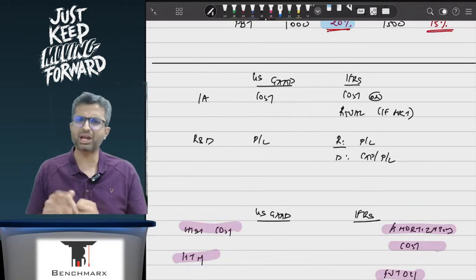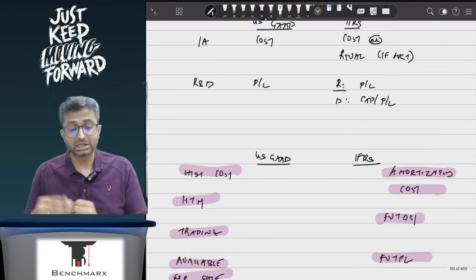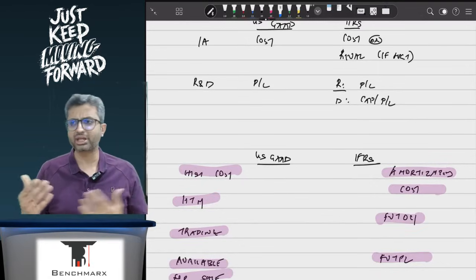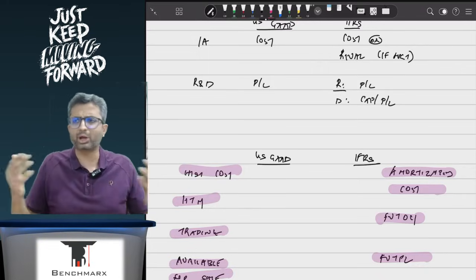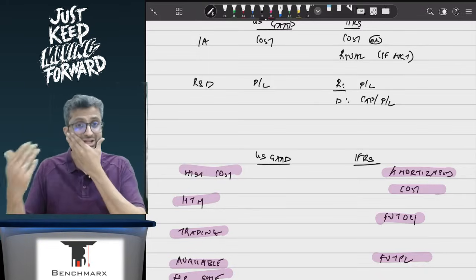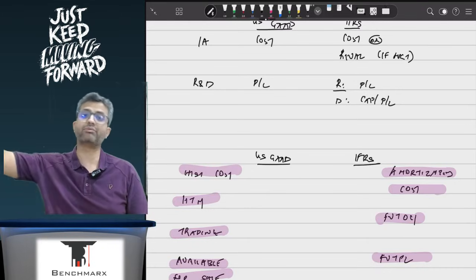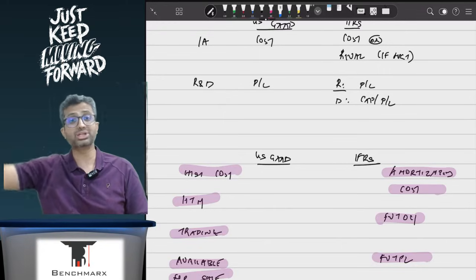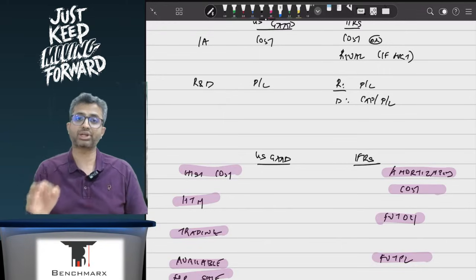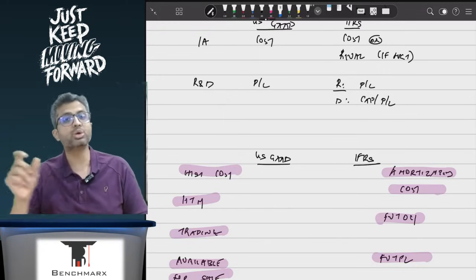When you go to US GAAP, you are allowed to show certain investments at historical cost, like if you are unable to determine fair value, like equity shares of a private company can be shown at historical cost. Apart from that, if you have certain instruments which you intend to hold till maturity, under US GAAP you show them at amortized cost, but the classification is held to maturity.